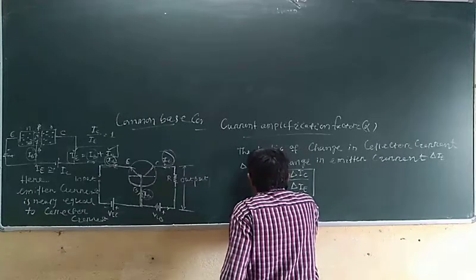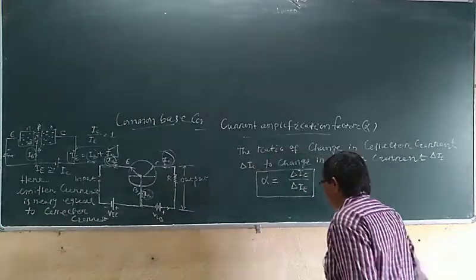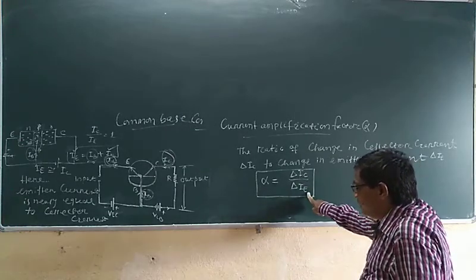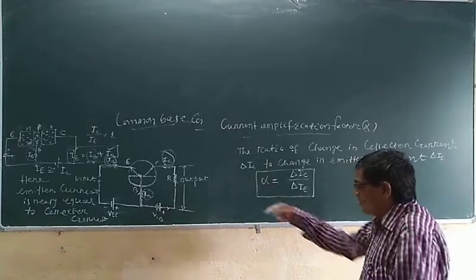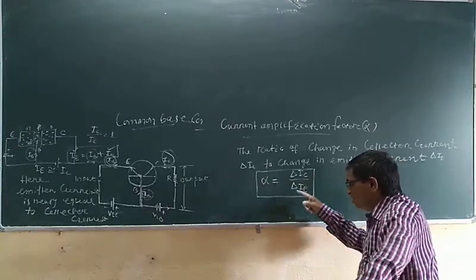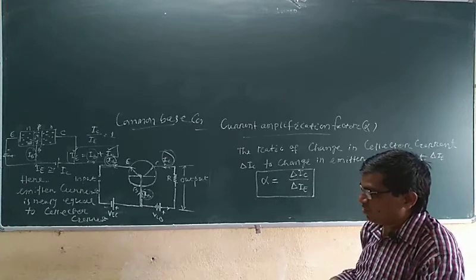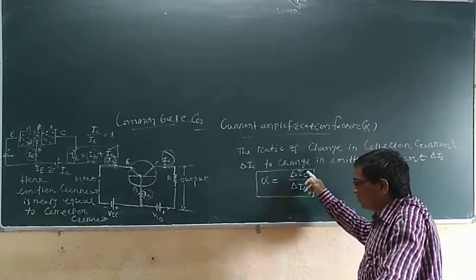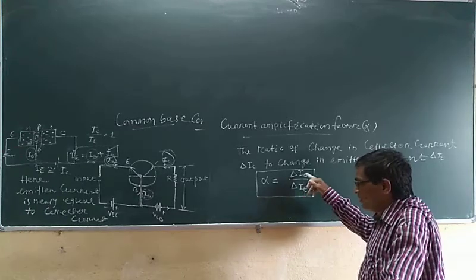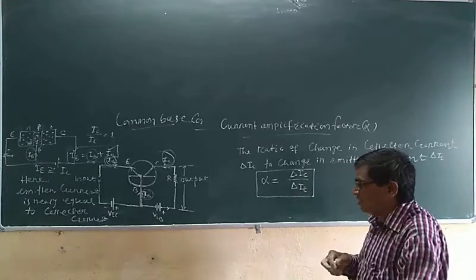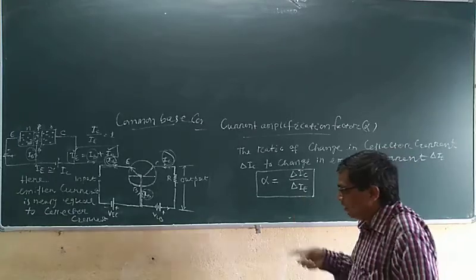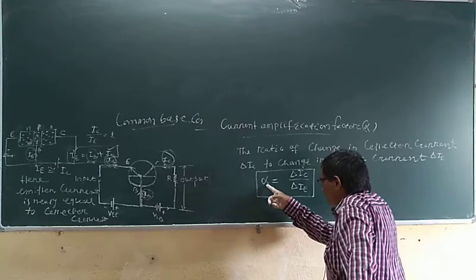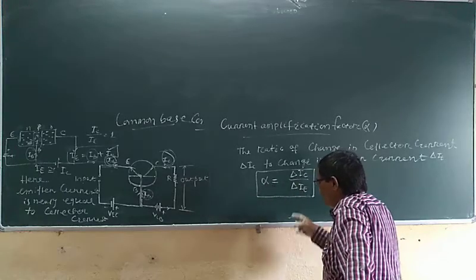This is known as the current amplification factor. Now, ΔIC by ΔIE, the change in collector current and the change in emitter current, is nearly equal or equivalent. So this ratio is nearly equal to 1, because the same quantities are divided by each other, so it is equal to unity. So we write that the value of alpha is nearly equal to unity.